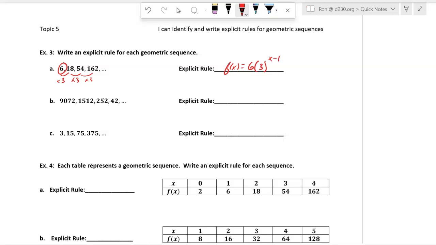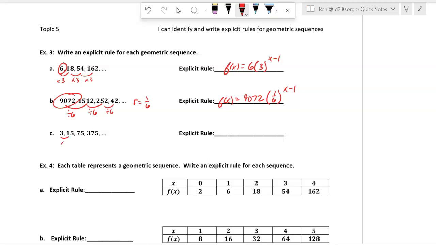Okay, now the next one, to go from 9,072 to 1,512, what am I doing? I'm dividing by 6. Here, dividing by 6. So that right there tells me my common ratio is 1/6. So f of x equals my first term, 9,072, times 1/6 to the x minus 1 power.